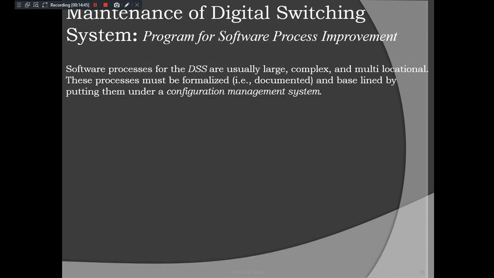So why is this one required now? We'll go for the next one, the program for software process improvement. Why is it actually required? Software processes for the DSS are usually large, they are generic, and they should be updated on a real-time basis.